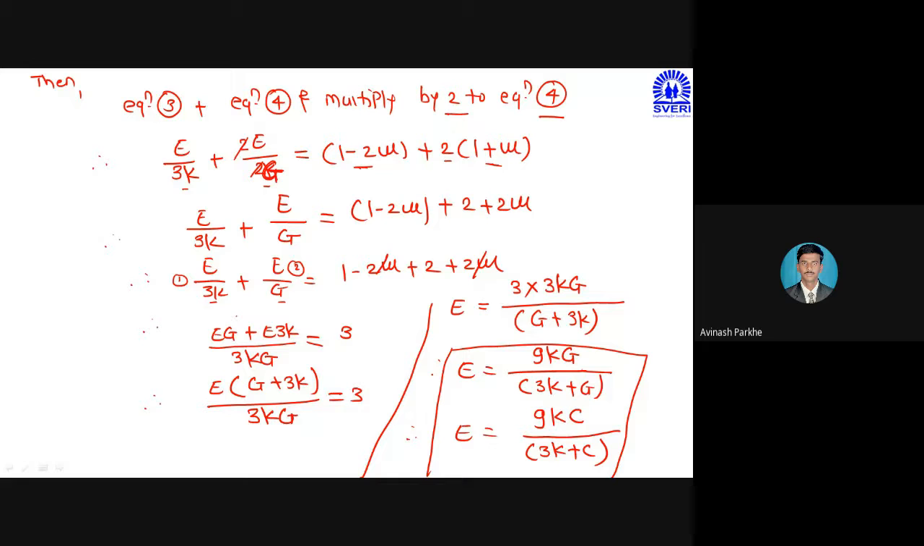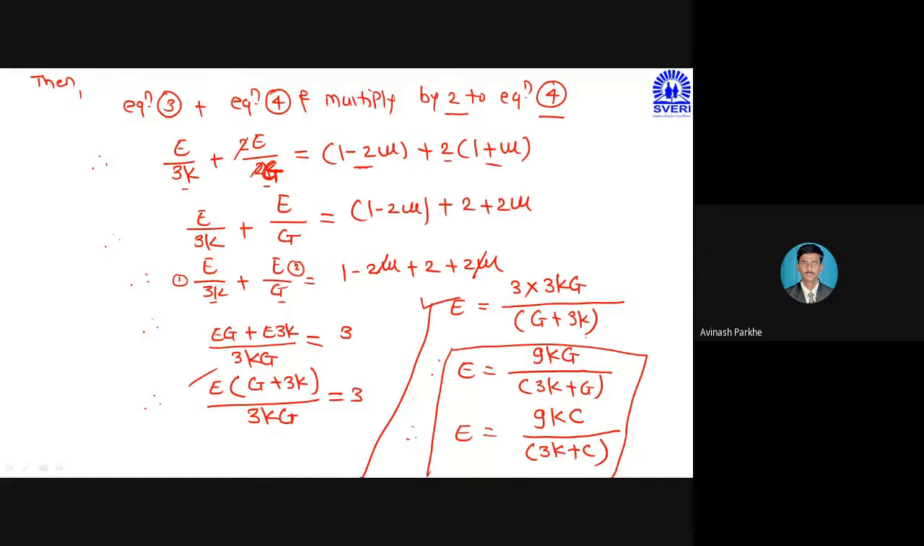We have made the denominators same. So for making the denominator same, we have to go for the cross multiplication. So by using that particular cross multiplication, I have made all the denominators same. Then this E is the constant term which I have taken outside the bracket, and then finally I have written the final equation in the form of capital E, and then by rearranging the terms and making some multiplication terms, I got the answer E is equal to 9 kg divided by 3k plus g.